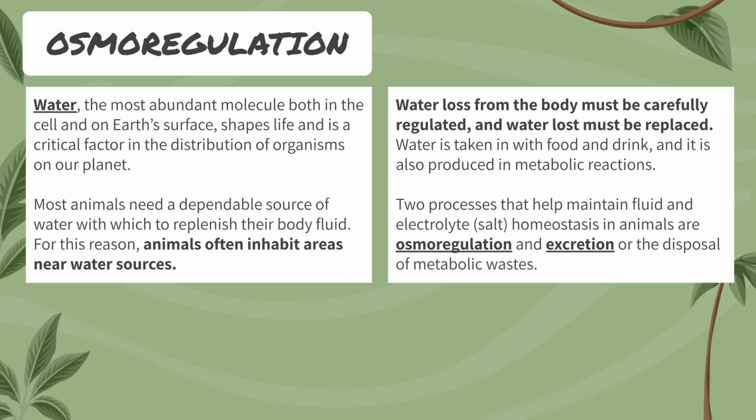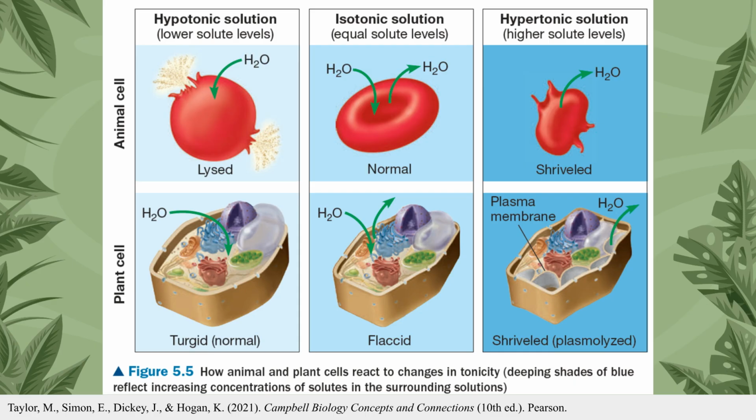Animals often live near water sources to support this need. In the previous lesson, we learned how cells respond to different solutions based on osmosis. In a hypotonic solution, water enters the cell, causing animal cells to swell and possibly burst, while plant cells become turgid due to the support of the cell wall. In an isotonic solution, water moves equally in and out, keeping animal cells normal and plant cells flaccid. In a hypertonic solution, water leaves the cell, making animal cells shrivel and causing plasmolysis in plant cells as the membrane pulls away from the cell wall.